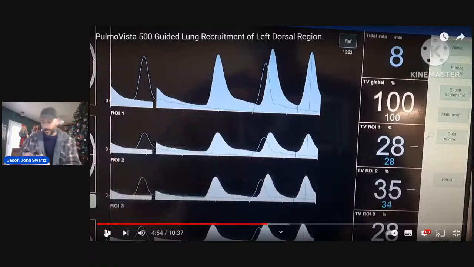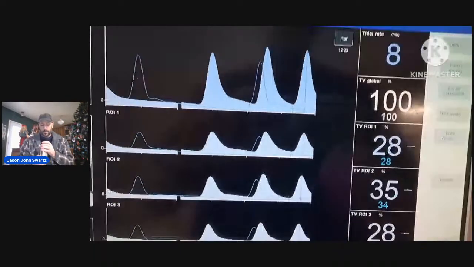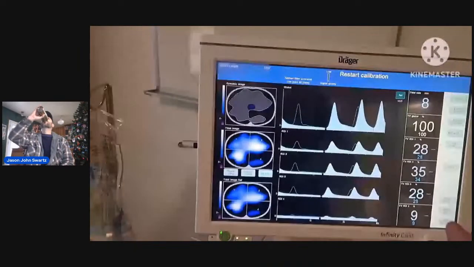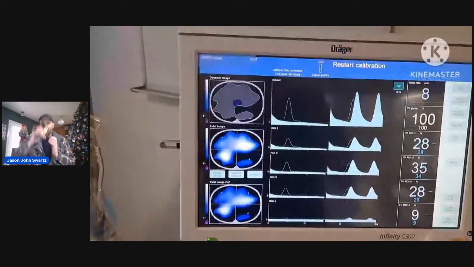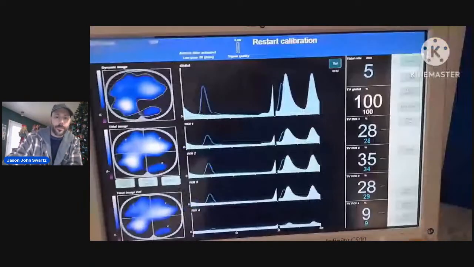16. So we're not recruiting, but we will set the PEEP where it is still optimal. And okay, so let some time go by, and I'll be back in a few minutes.